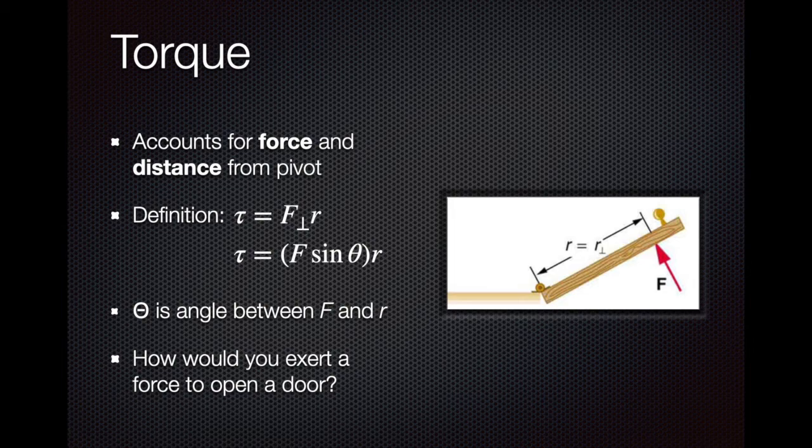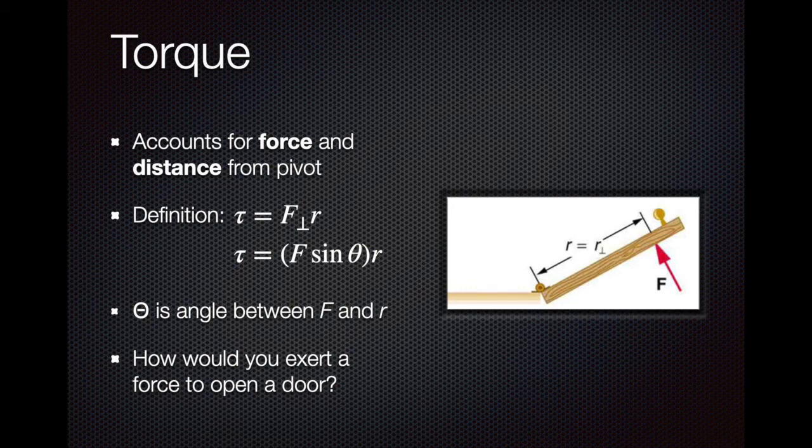Well, it means that not only does the force applied and the distance from the pivot matter, but it also matters what angle happens to be between r, which is called the moment arm or the lever arm, and the force vector, right? We're used to breaking down forces into their components, and so that's why I like to use the perpendicular component of the force, right?